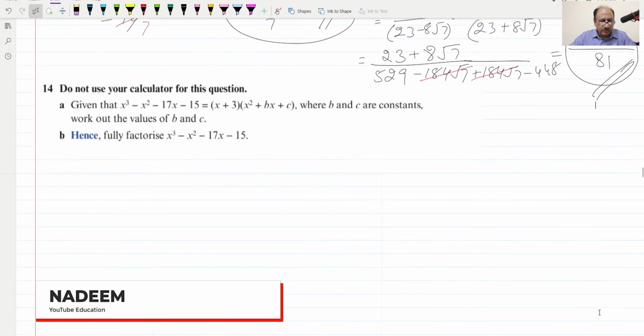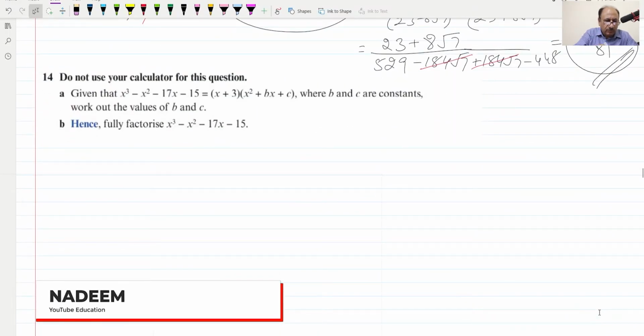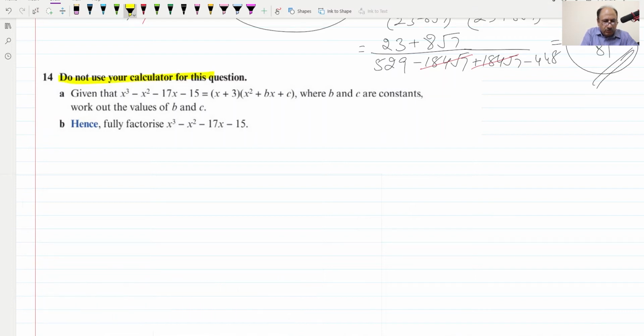Now we can move to question number 14, and question number 14 says, do not use calculator for this question. Given that x cube minus x square minus 17x minus 15 is equal to, in this format basically we have to provide, where b and c are constants. So work out the value of b and c.